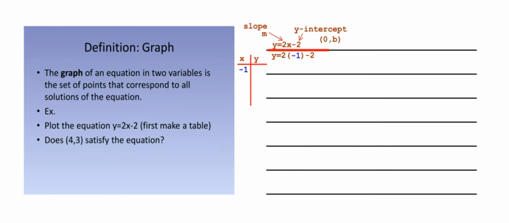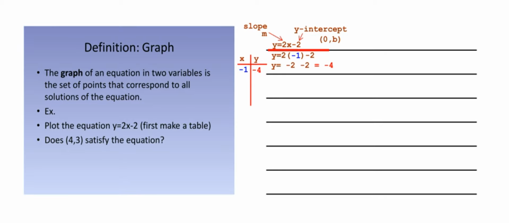So y equals 2 times negative 1. Well, that gives us negative 2. Negative 2 minus 2 gives us negative 4. So when x is negative 1, y is negative 4. Input negative 1, output negative 4.